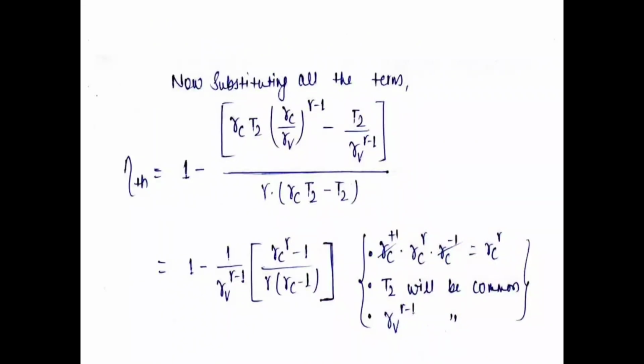Now substituting all the terms, we get the thermal efficiency of the diesel cycle equal to 1 minus RC into T2 into (RC divided by RV) the whole raised to gamma minus 1 minus T2, divided by the volume ratio, RV into gamma minus 1 divided by R into (RC into T2 minus T2). Here finally we get the efficiency of the diesel cycle equal to 1 minus 1 by (RV) the whole raised to gamma minus 1, into (RC the whole raised to gamma minus 1) divided by gamma into (RC minus 1).